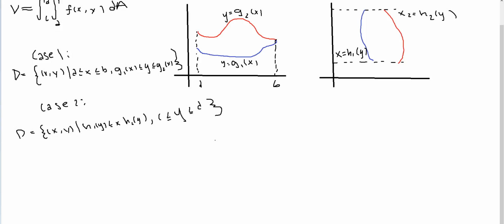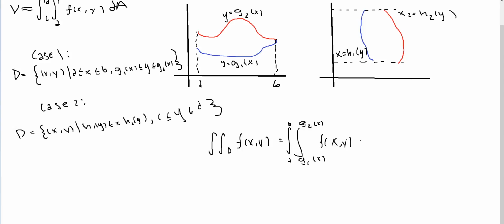We would state that the integral over the general region D of f of x,y is equal to the integral from a to b, of the integral from g1 of x to g2 of x, of f of x,y, and we would be integrating with respect to y first and then x. Now this is case 1. Let me reiterate that.